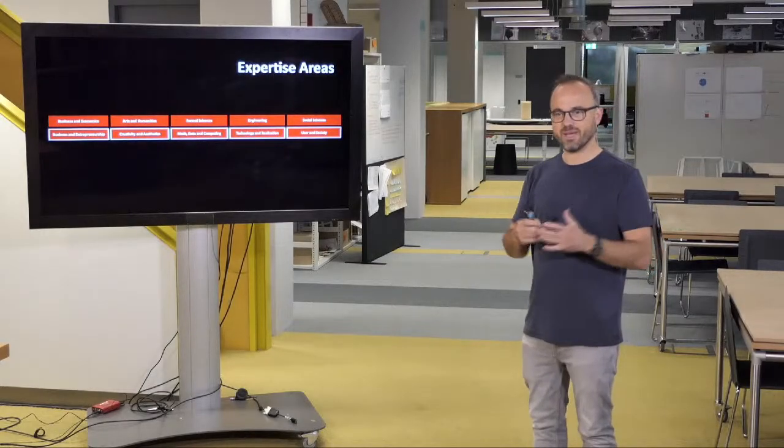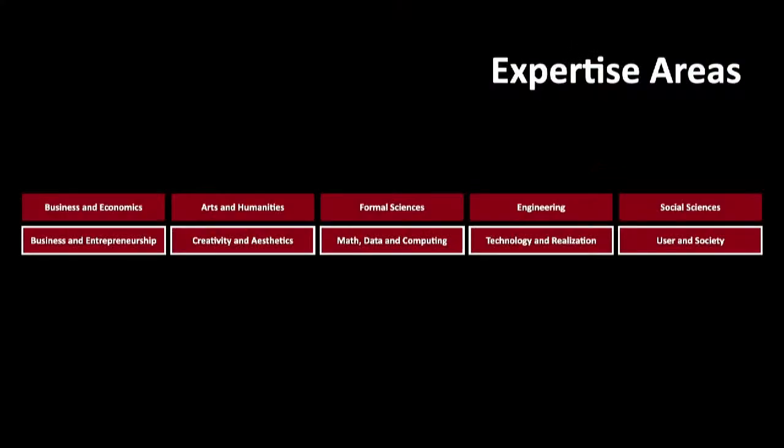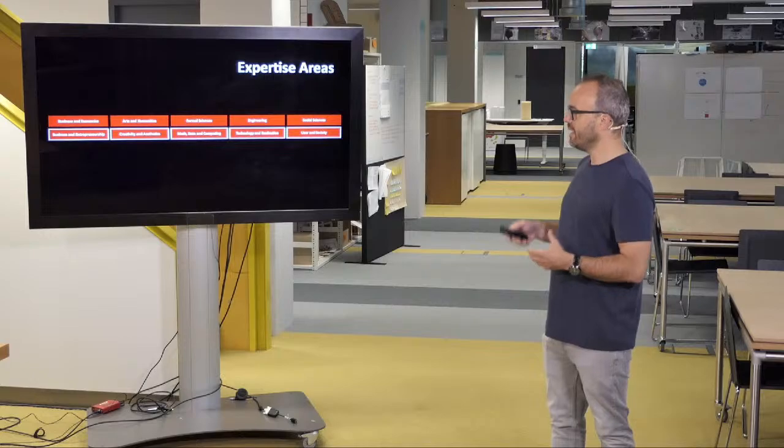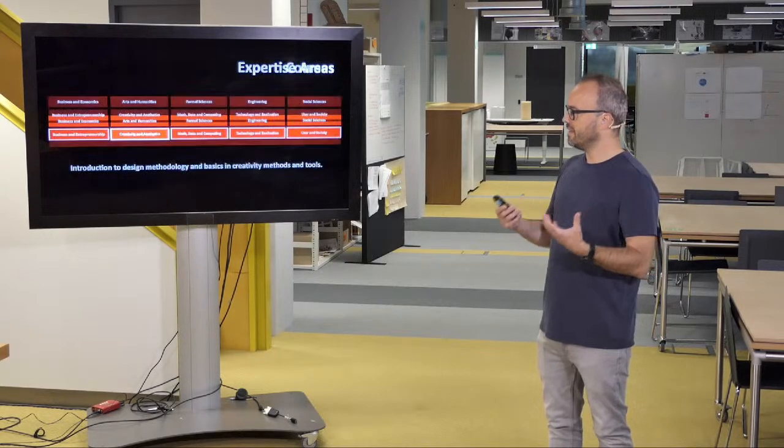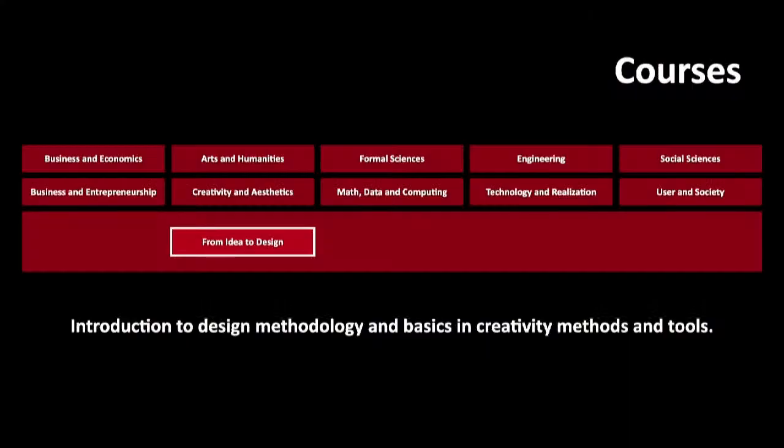So, and this is perhaps a bit too small, so I hope you're going to be able to see it later on, but basically it's a summary of what we've been discussing. Business and economics inform business and entrepreneurship, arts and humanities inform creativity and aesthetics, the formal sciences inform math and computing, the engineering disciplines inform technology and realization, and finally the social sciences inform user and society. And basically what it means is that in the context of our program, we offer courses inspired by these disciplines that designers and industrial design researchers have used to translate these disciplines into a design context.